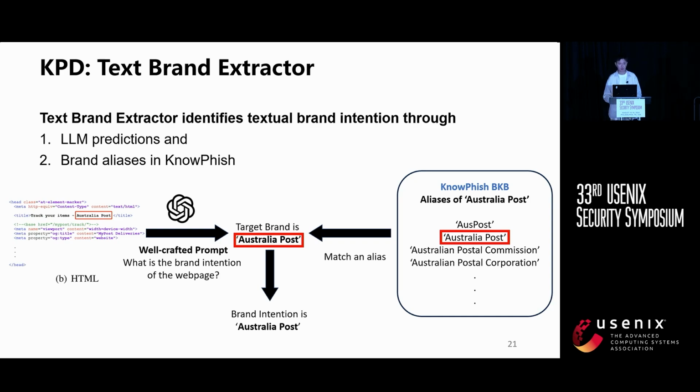To identify the textual brand intention through the reference-based phishing detection framework, our text brand extractor performs two tasks. We first feed the HTML together with our well-crafted prompt into an LLM, which outputs a predicted brand. And the predicted brand will go through an exact matching process with all the aliases in our KnowPhish knowledge base. For example, the predicted brand Australia Post matches an alias of the brand Australia Post in our knowledge base. So the brand intention of this web page is identified as Australia Post.